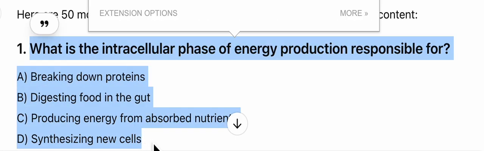What is the intracellular phase of energy production responsible for? A. Breaking down proteins. B. Digesting food in the gut. C. Producing energy from absorbed nutrients. D. Synthesizing new cells.